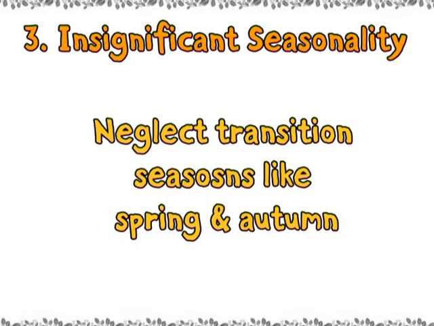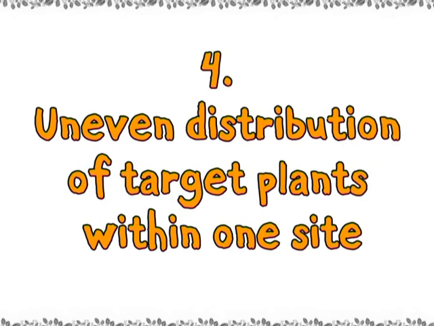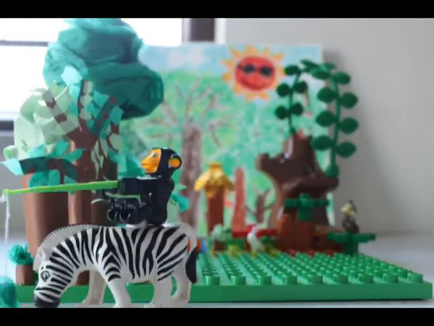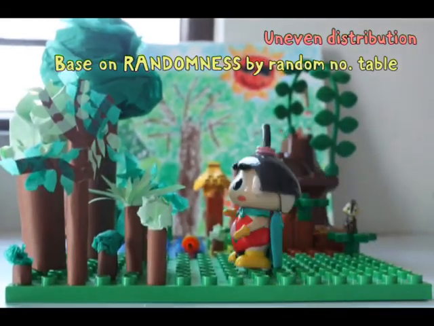Insignificant seasonality means a slight change in weather patterns between seasons. Hence, we will base the investigation on dry and wet seasons only. The uneven distribution of plants in their natural environment is beyond our control, since we cannot control randomness. The sampling data we collect in a site will differ on different dates.